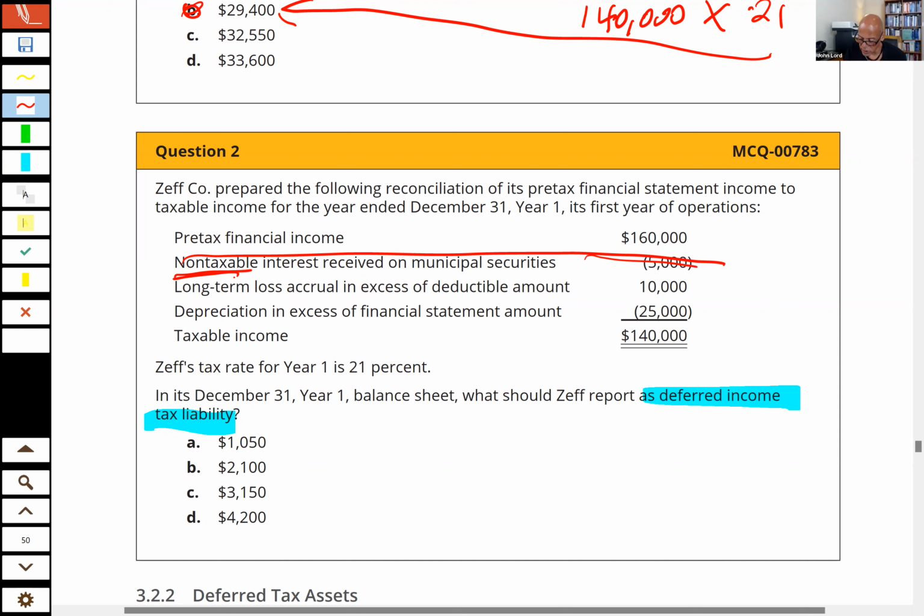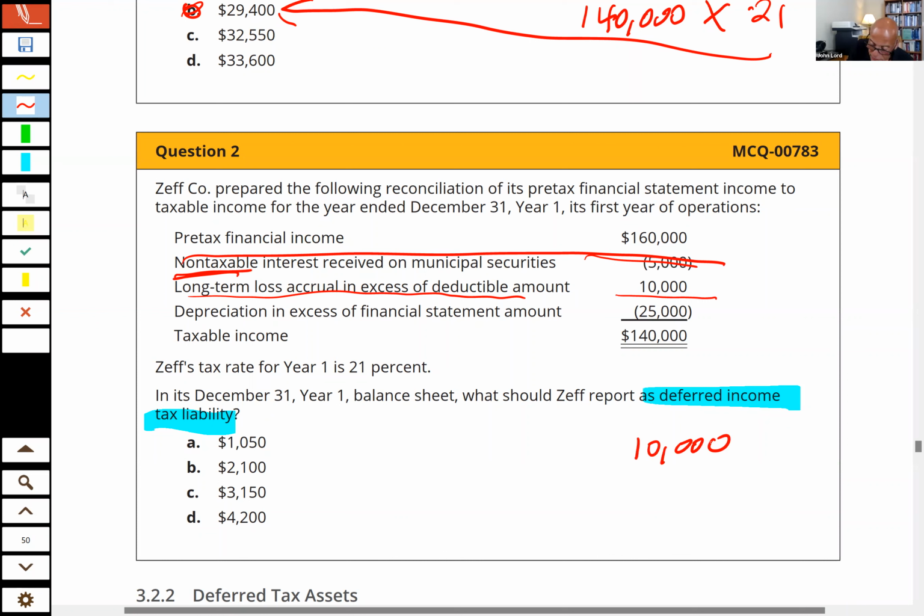So now I start to analyze the temporary differences. Long-term loss accrual in excess of deductible amount. So I have a $10,000 amount that I am going to be able to deduct later when I presumably sell that security. That's when they'll let me take that. But I'm thinking, well, that's going to happen later. So if it was by itself, it would generate a deferred tax asset.